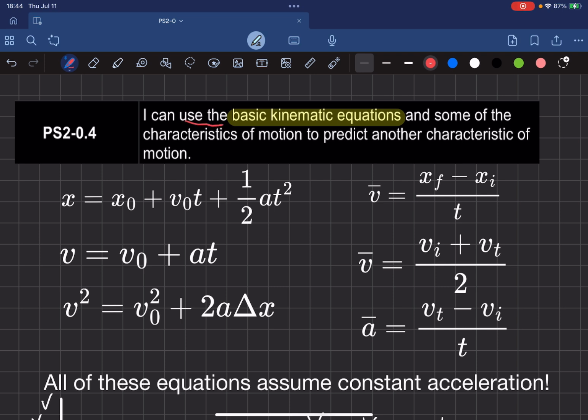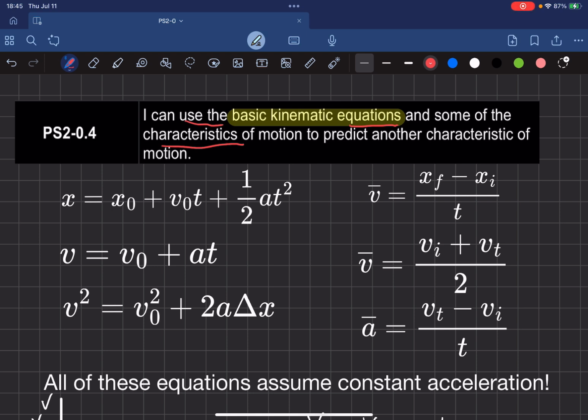So the idea is that we are going to use equations and some of the characteristics, so maybe position and velocity, and then we're going to find acceleration. Or maybe we have time and position and acceleration, and we're going to find a final velocity. The idea is that we're using some characteristics that we have the value for. Maybe we just know what the velocity is, and we're trying to find some of the other values.